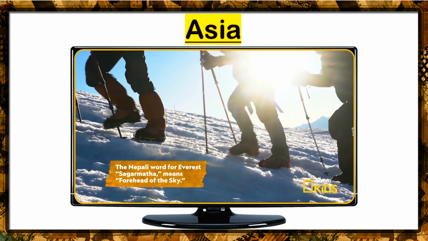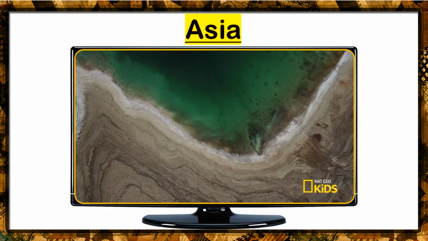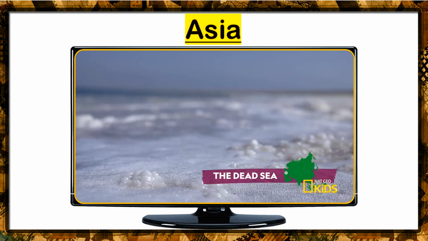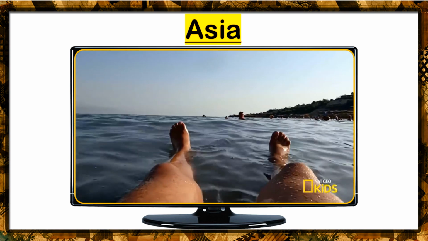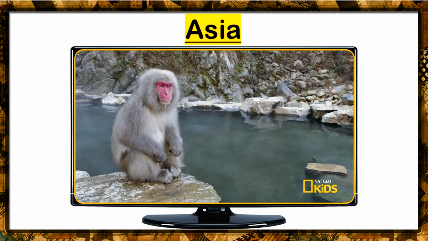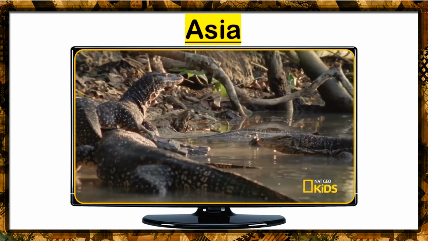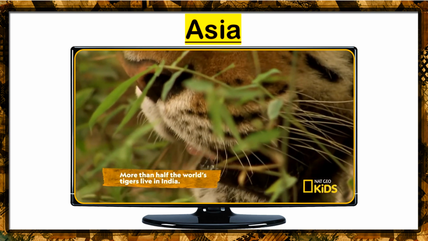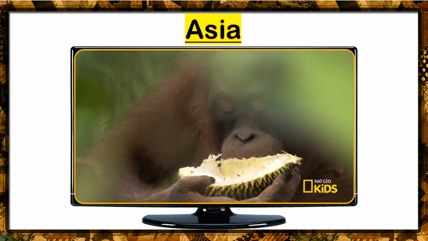On the other side of Asia, in Israel and Jordan, here you'll find the lowest point on dry land, the Dead Sea. It's over 1,000 feet below sea level. It's so salty, you float on the water like a rubber ducky. After some rest and relaxation, set off to see some of the most legendary animals of the world. Giant pandas, king cobras, the Komodo dragon, the Asian elephant, and tigers. Wild orangutans are only found in Asia on the islands of Borneo and Sumatra.